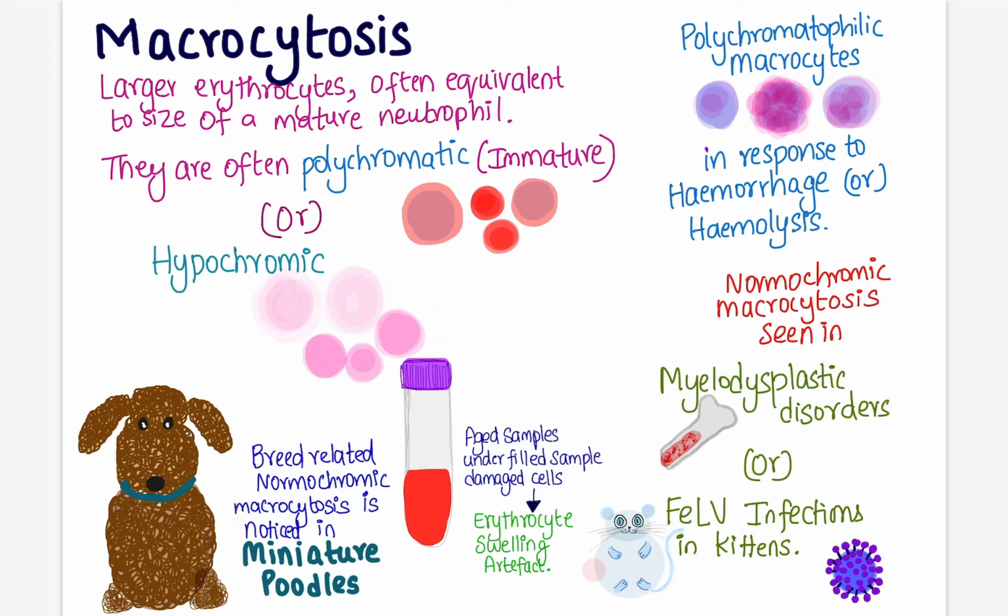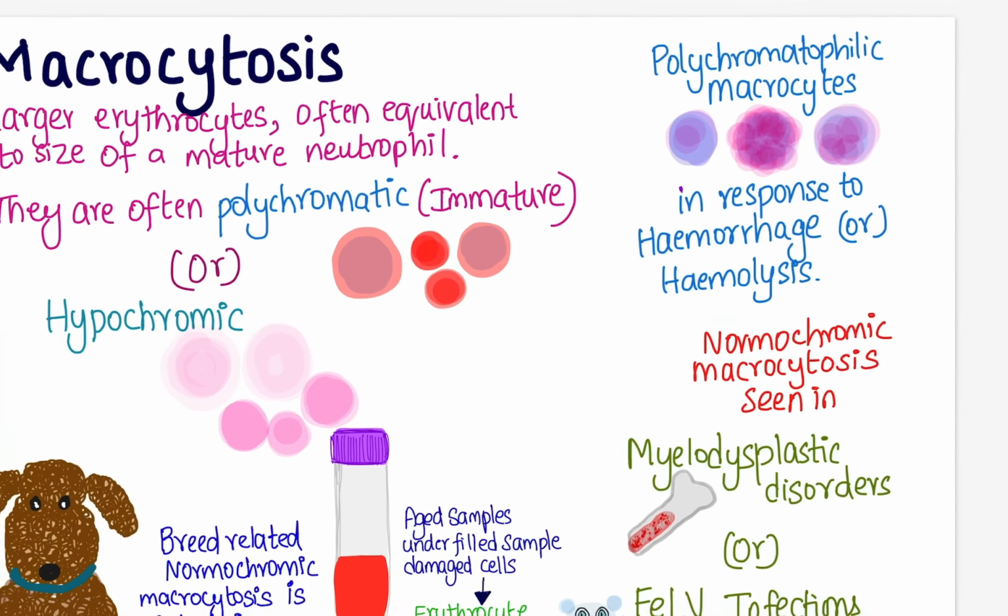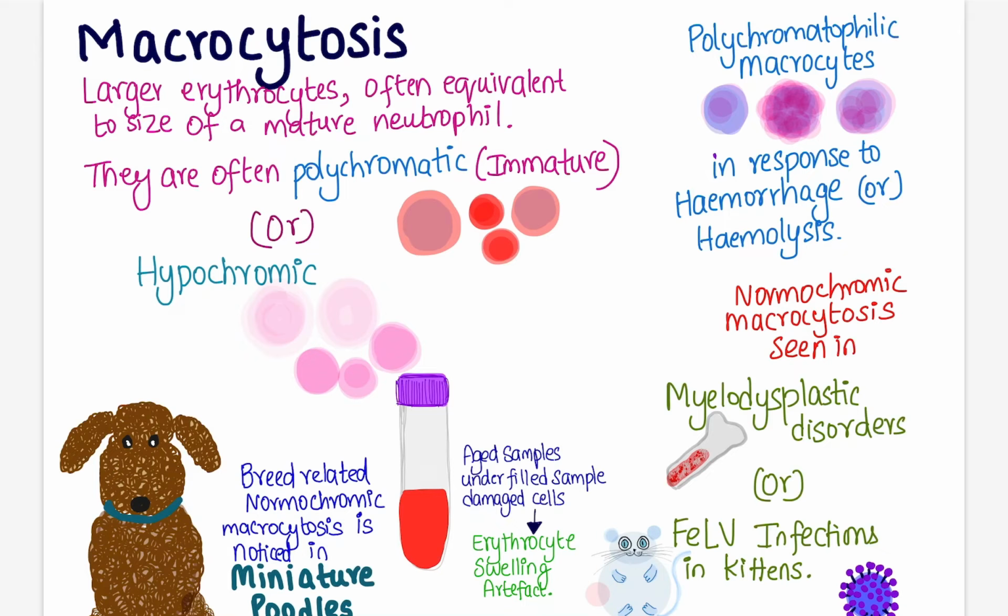Coming to macrocytosis, macrocytosis is when a large number of larger erythrocytes predominate in the given sample, and macrocytes can be of two types. They can be polychromatic, otherwise immature erythrocytes, or normochromic macrocytes. So polychromatophilic macrocytes are actually immature erythrocytes.